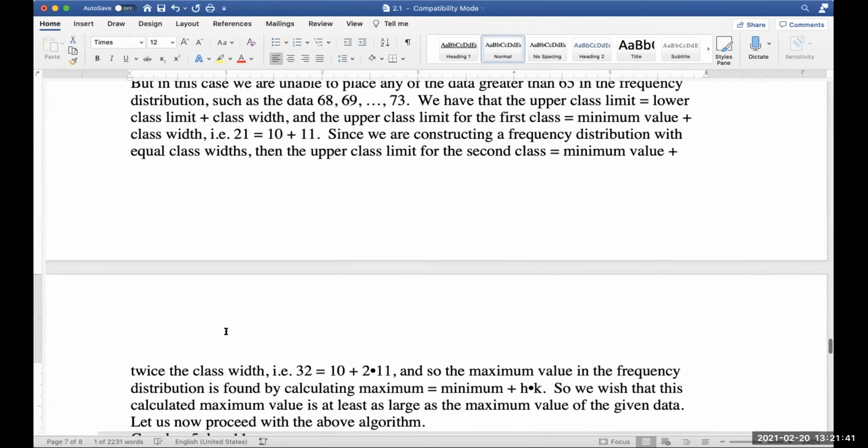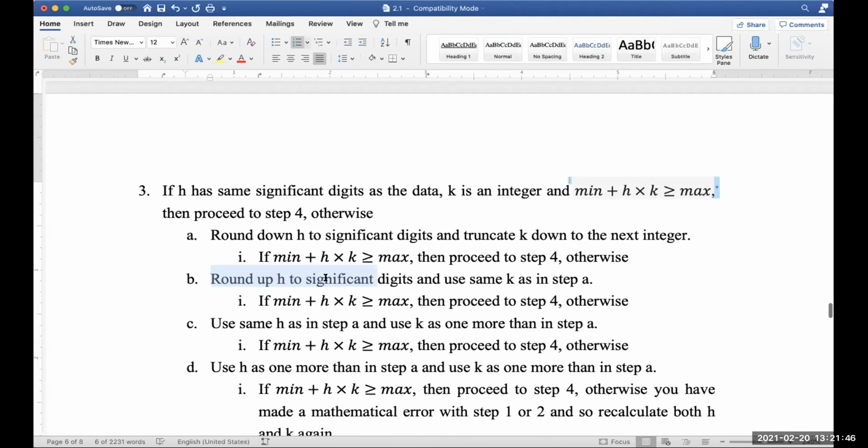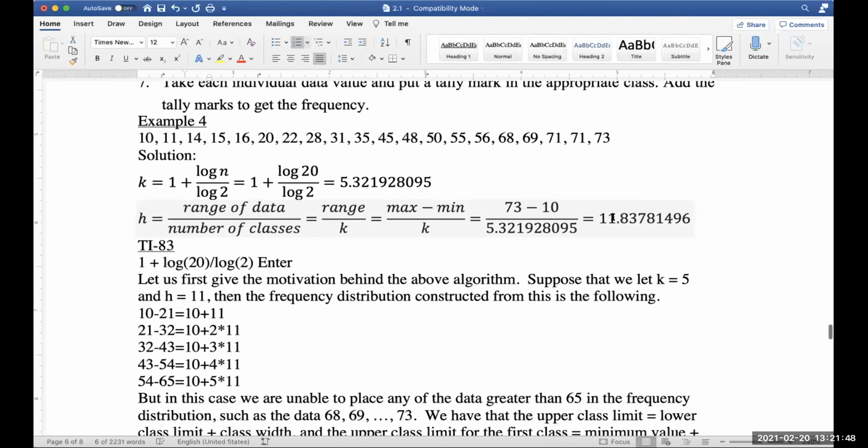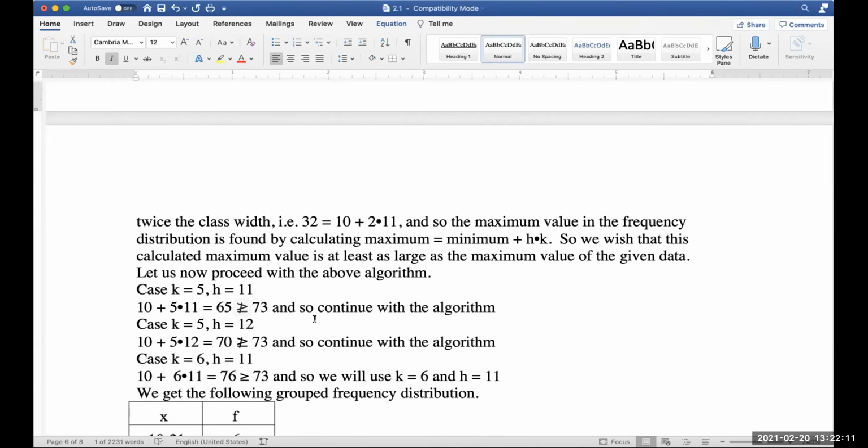So now the next step is, well, round up. And so I'll round this up. Instead of a round down, I'm going to do a round up to the significant digit. And so I'm going to round this to 12. And let's keep the same k. Remember that adding classes is harder. So I'll increase the width.